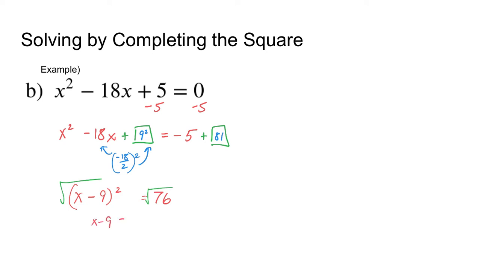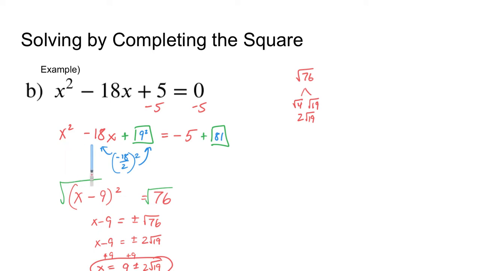Then I'll solve by taking the square root of both sides. That'll give me x minus 9 equals plus or minus the square root of 76, not 79, 76. What's the biggest perfect square that I can divide into that? It's 4. So I can simplify the square root of 76 into 2 square roots of 19. So x minus 9 equals plus or minus 2 square roots of 19. Now I still have to isolate x, so I'll add 9 to both sides. That gives me a final answer of x equals 9 plus or minus 2 square roots of 19.